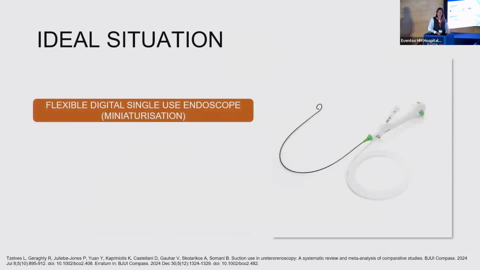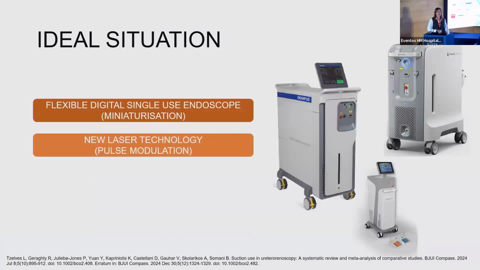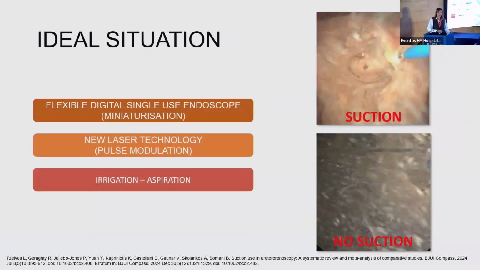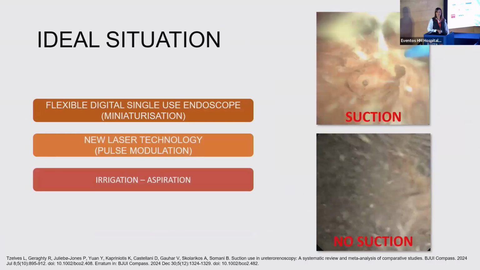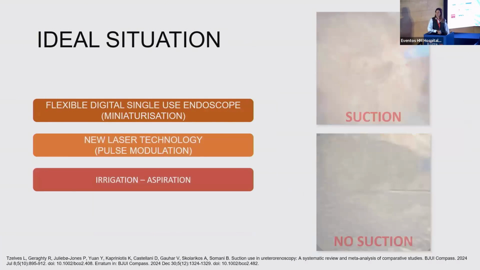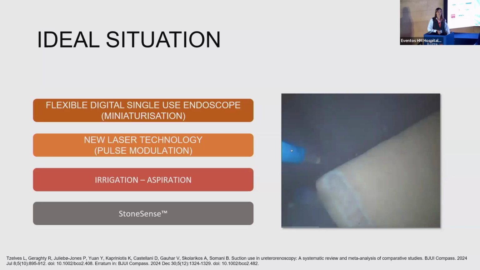So now, okay, we have these concepts. Let's imagine the ideal situation that we are facing now, with new flexible digital single-use endoscopes and the use of all this new laser technology with pulse modulation. Also, we have these irrigation aspiration systems that we have already seen in the live surgery, and we are at the very beginning, which improve the quality of our vision. And we have this Stone Sense technology that we saw at the AUA meeting this year, which is the implementation of artificial intelligence that identifies whether we are facing the stone or the tissue.